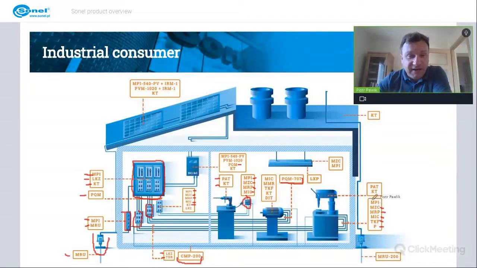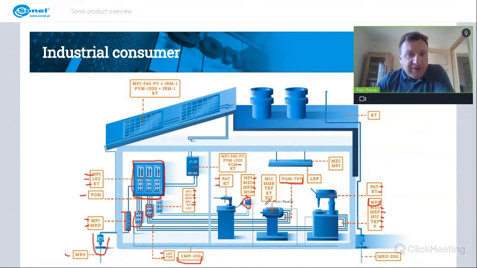And again, the MPI series, so multifunction meters, they have all these functions in one meter. And regarding the device which is permanently connected, we can test it with PAT meters, so portable appliance testers, and any moving parts which may be overheating, we can find with our thermal imagers of KT series.